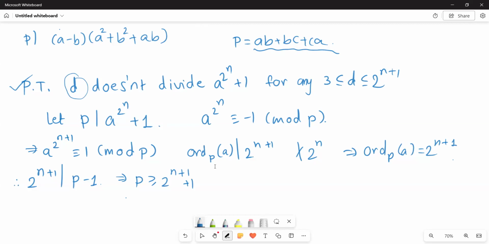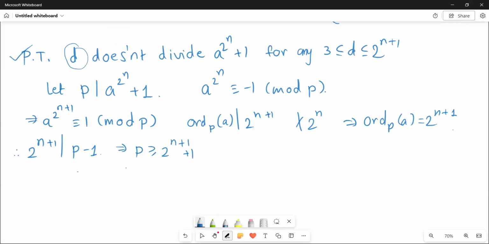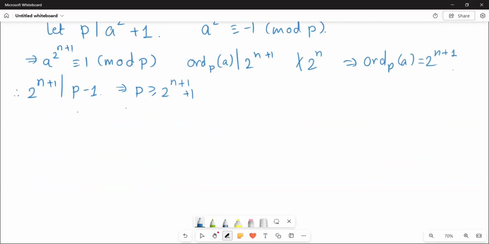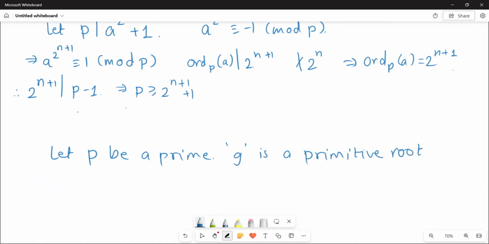Okay, do you know what primitive roots are? We have just a basic idea, but not much. Okay, so let's do it for the simple case. Let P be a prime. Then G is a primitive root if the order with respect to P of G is P minus 1.